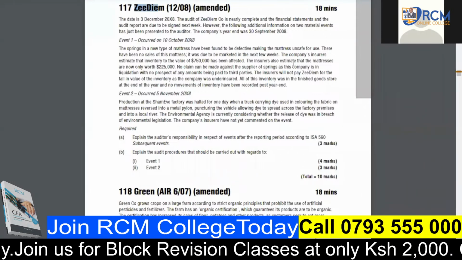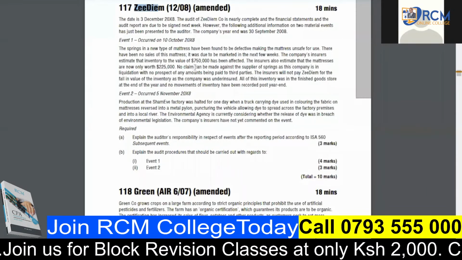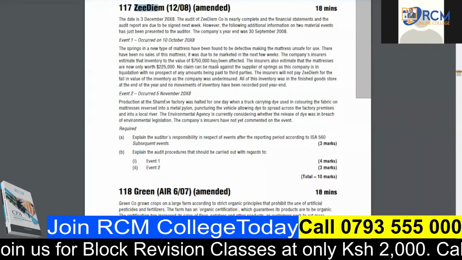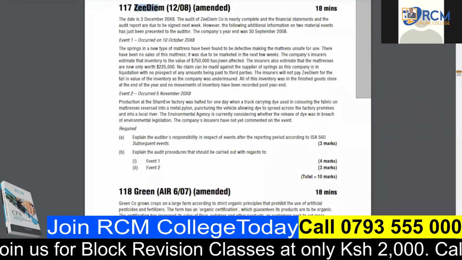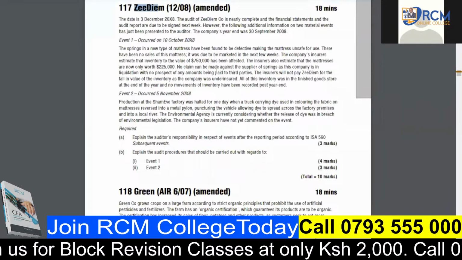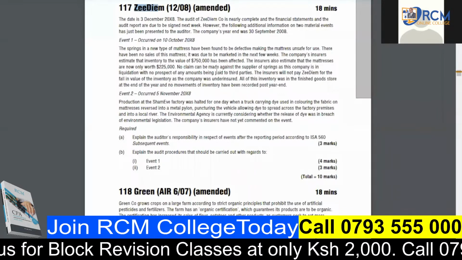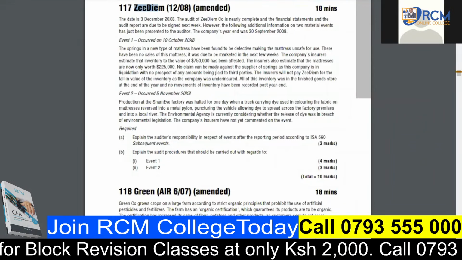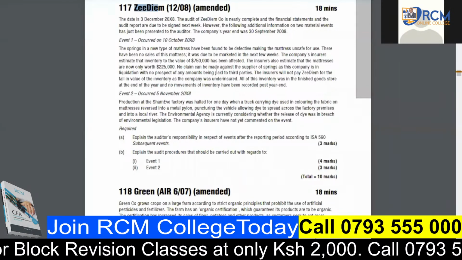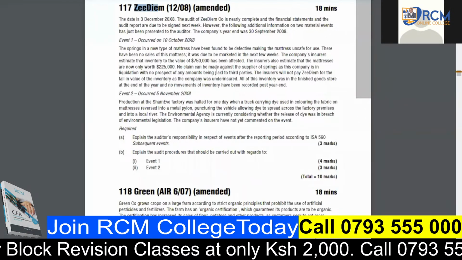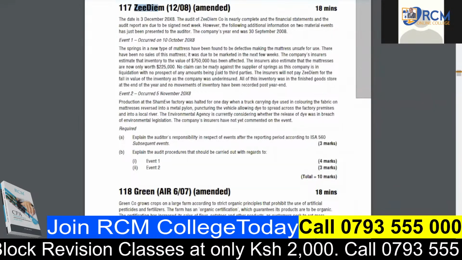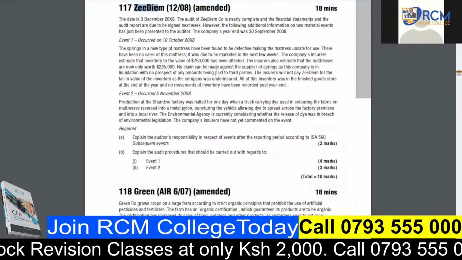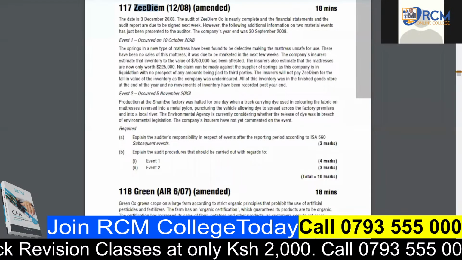The company insurers estimate that the inventory valued at 750,000 has been affected. The insurers also estimate that the mattresses are now only worth 225,000. There is quite a lot of write-down to be done here in accordance with IAS 2. No claim can be made against the supplier of springs, as this company is in liquidation with no prospect of any amounts being paid to third parties.